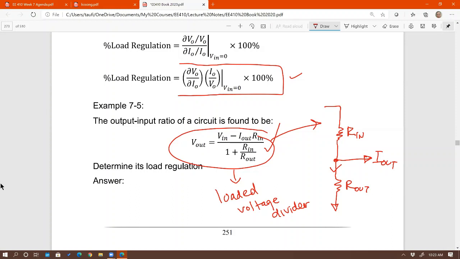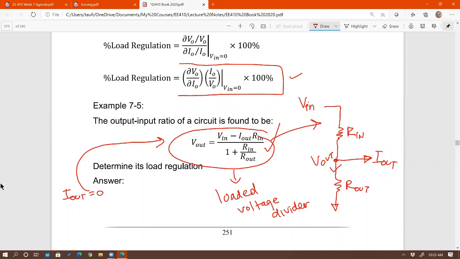So if you do that, then the equation for V out over V in, this is your V in, here's your V out, is going to change. If it's not loaded, that means I out is equal to 0. Go ahead and plug in I out equals 0 there, and you end up with the same equation that we saw earlier, the standard voltage divider that you know, if I out is equal to 0.